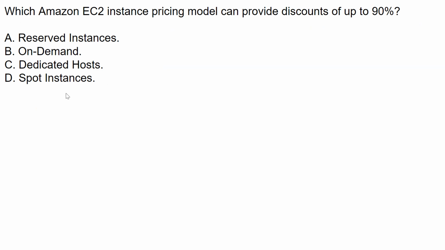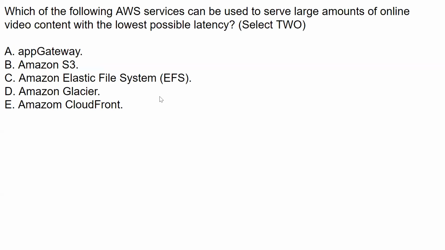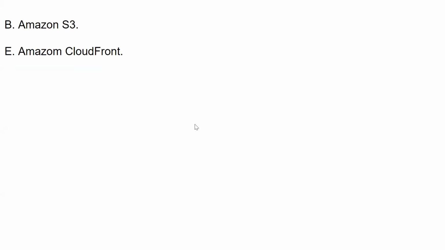Reserved, on-demand, dedicated hosts, spot instances. Which of the following services can be used to serve large amounts of online video content with the lowest possible latency? Gateway, S3, Elastic File System, Glacier, CloudFront. Okay, S3 and CloudFront. Okay.